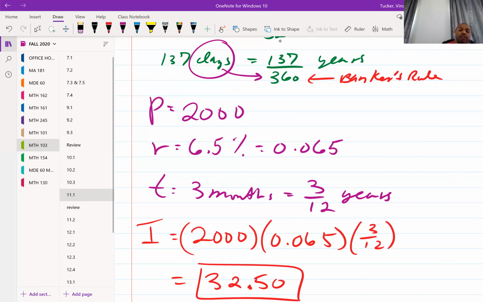So take that 2,000, multiply it times 0.065 times the 3/12, or 0.25. That will give you 32.50 as your interest.